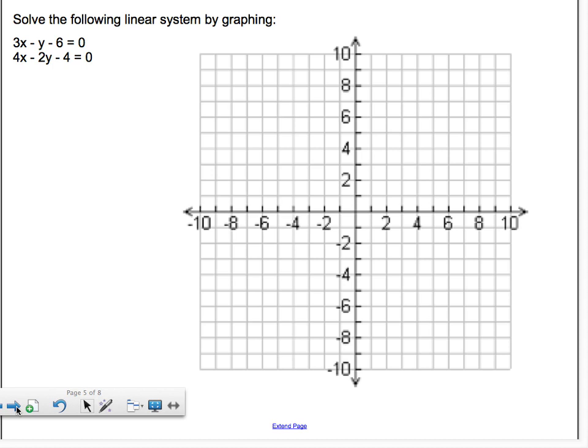No, because you didn't tell us if we had to switch it to y equals. I just told you to graph it. Just remember what to do. I don't know, I totally forgot. Graph it.